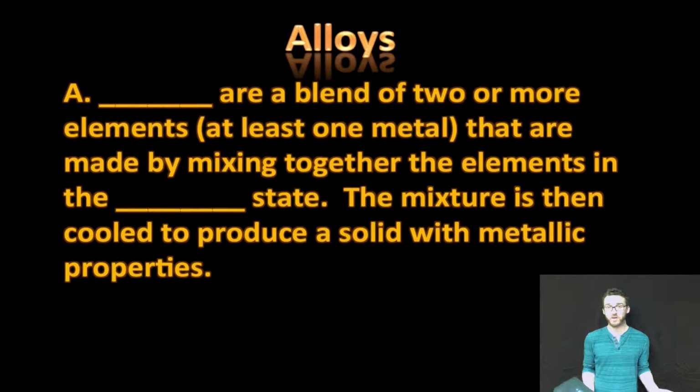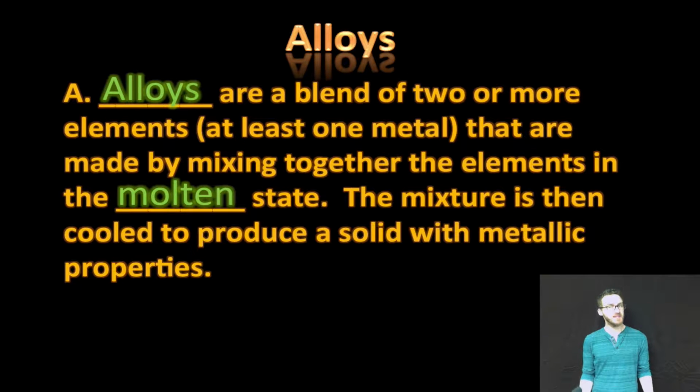Alright, so first, what the heck is an alloy? Alloys are blends of two or more elements, at least one of them being a metal, that are made by mixing together the elements in the molten state. The mixture is then cooled to produce a solid with metallic properties.